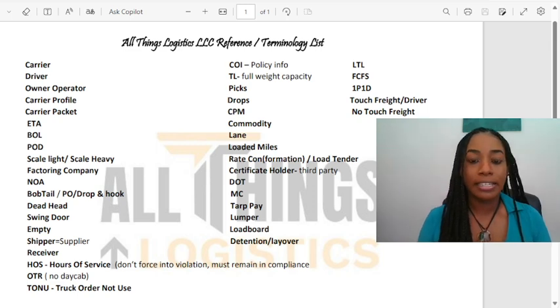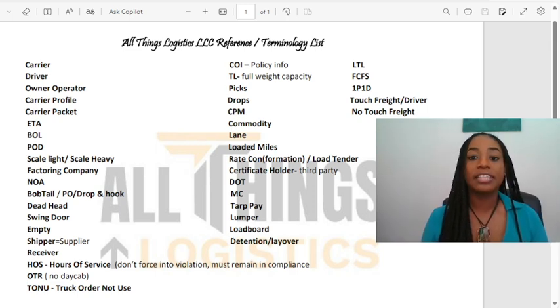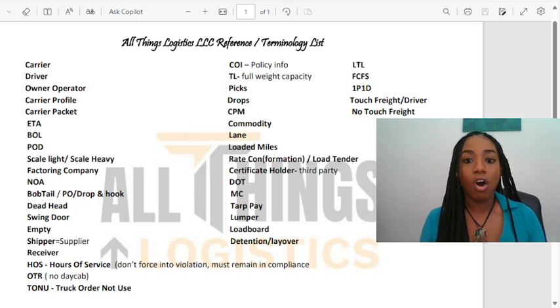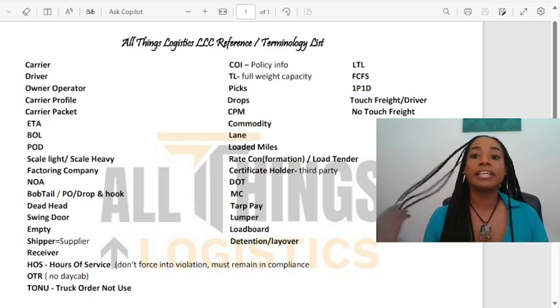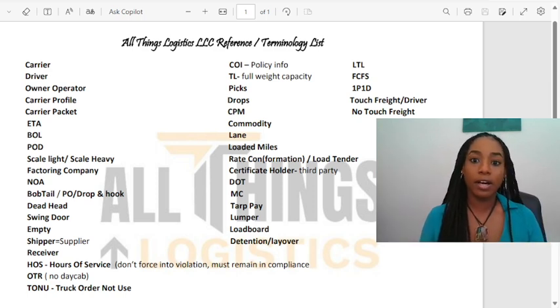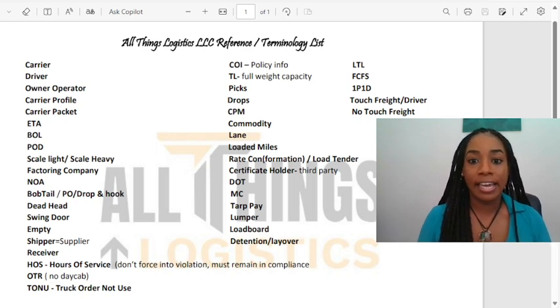Next, we have commodity. Commodity is the actual product. It's whatever it is that's being hauled. So if the carrier is picking up a load of bread, 40,000 pounds of bread, then the commodity is bread. If he's picking up paper, the commodity is paper. So the commodity is whatever they are picking up, whatever they will be hauling within their trailer. That is the commodity.